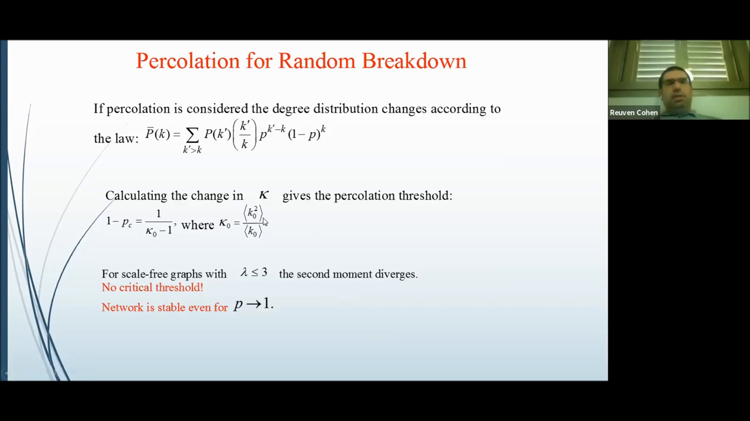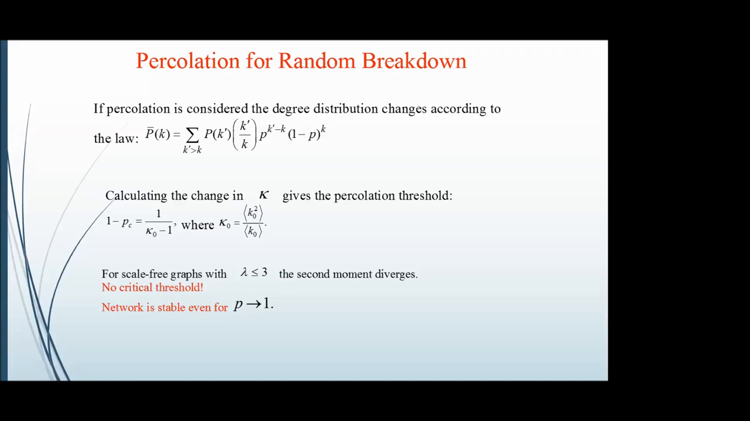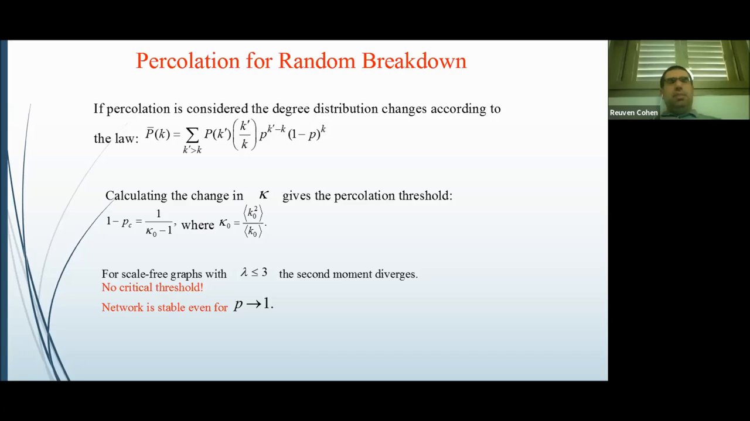I'll give the main result here, which is that if the ratio between the second two moments is infinite, which happens if the second moment is infinite, which is true for scale-free networks with lambda less than three, if you have a probability distribution of k to the minus 2.5, for instance, then the average of k squared becomes infinite. And then we get an infinite kappa, which means that there is no threshold. If lambda is larger than three, or for Erdős–Rényi and this kind of networks, we get that the threshold is finite.